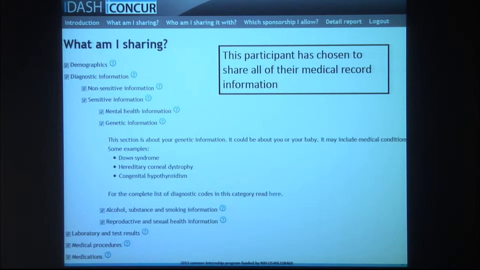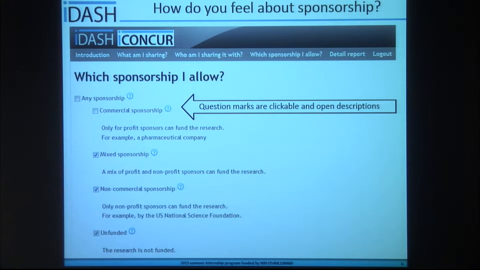This is another screenshot that shows where participants can choose what types of sponsorship they would like their medical record information to be used in research studies. We integrated some educational things, such as the question marks that are clickable, and these open descriptions that the participants can read to get more information about what exactly is in that category. And so this participant has chosen to not share their information with commercially sponsored research.